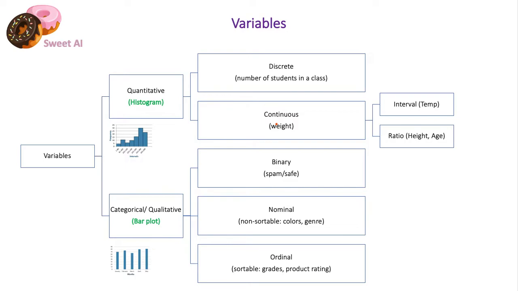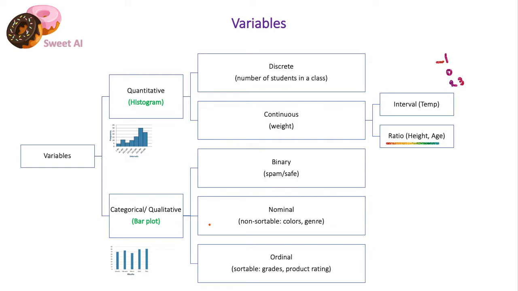To differentiate these two can be a bit tricky, but we can say the interval has no true zero. What I mean by that is we can have -1 centigrade or Fahrenheit, and we can have 0. We can have positive numbers, so it doesn't have a true zero. But ratio has a true zero, and we cannot have, let's say, negative height or age or something like that.